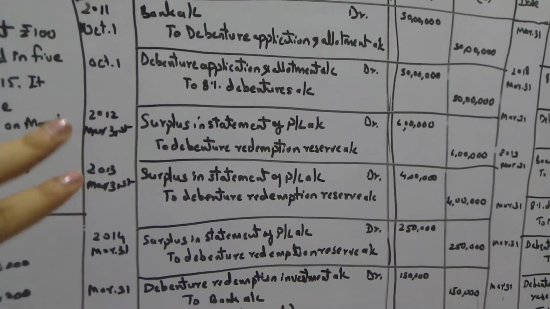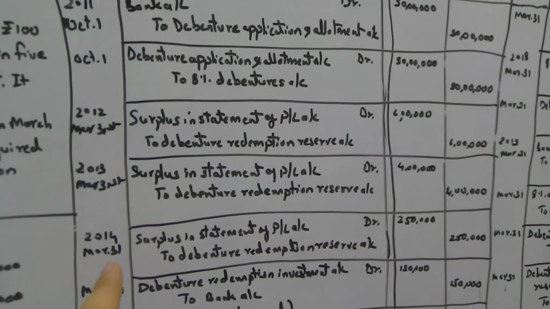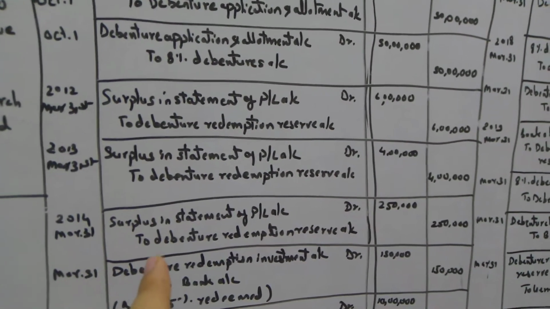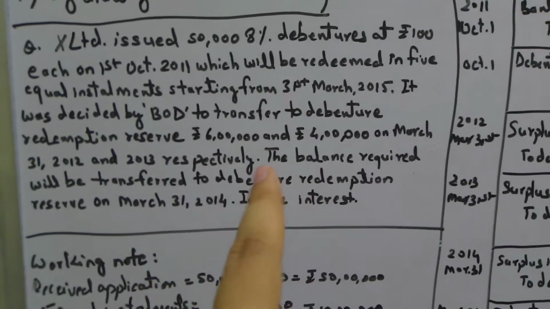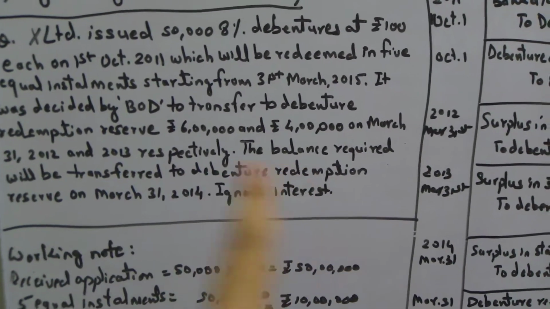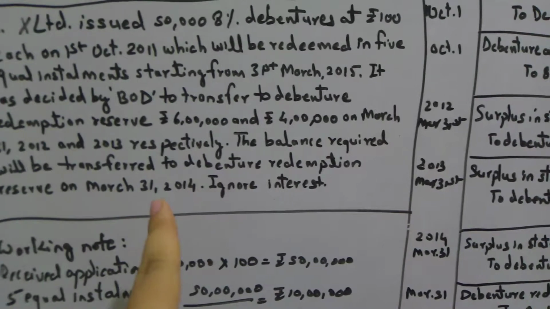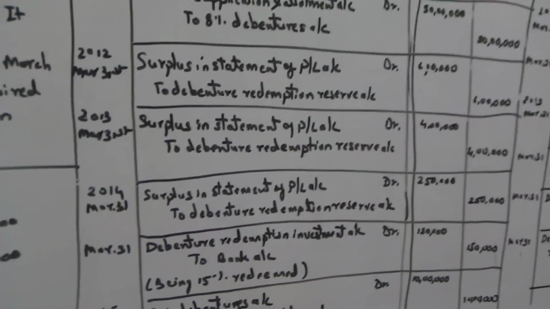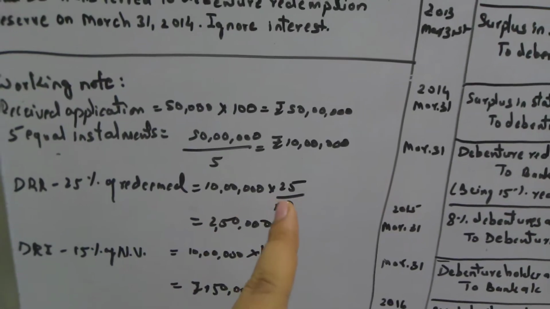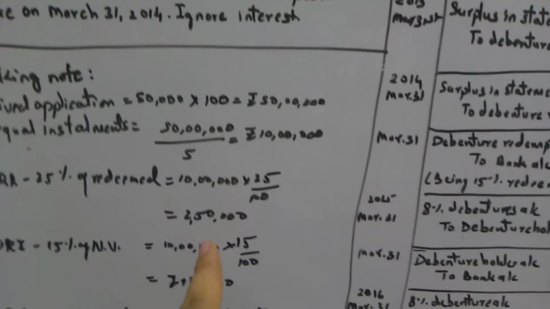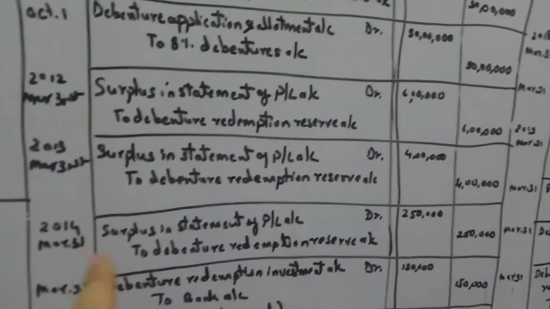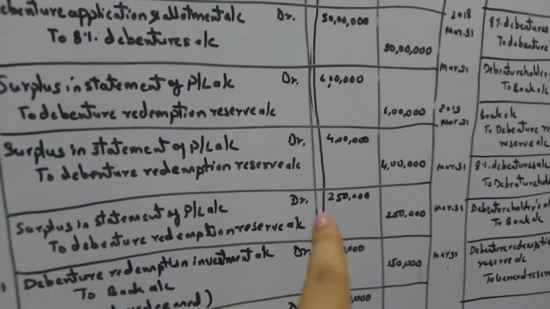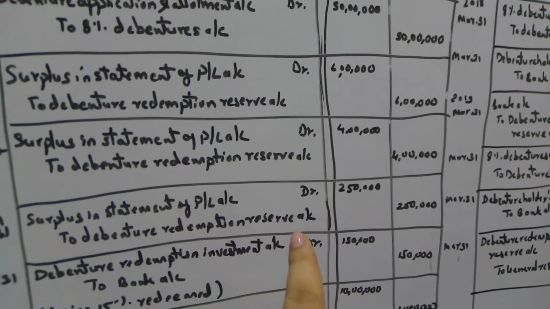So these 2 years we have completed. Then in 2014, because it is mentioned in the question 2012, 2013, the balance required will be transferred to the debenture redemption reserve. So the balance amount which is required, how much do we require? The 25%, right? We have calculated here 10 lakh 25%, that gives you 2,50,000. All right. So 2014 surplus in statement of profit and loss account 2,50,000 to debenture redemption reserve account.